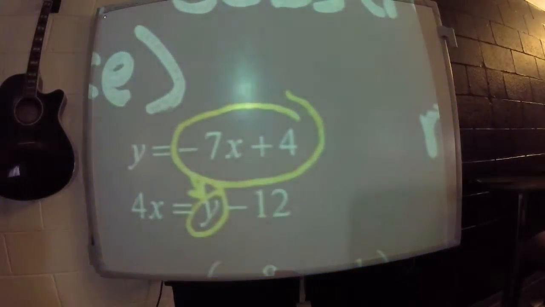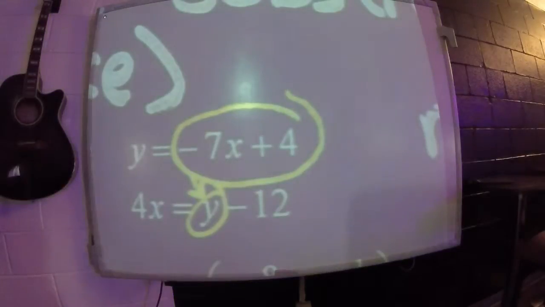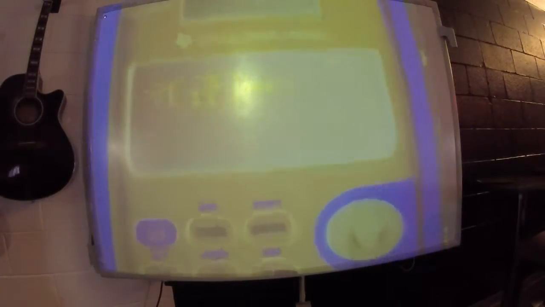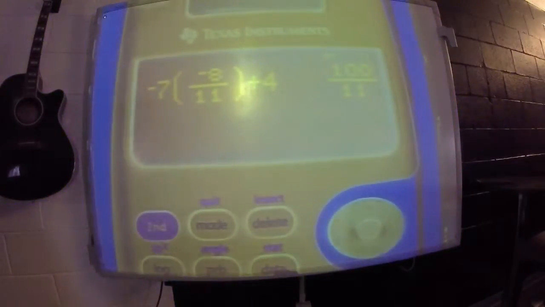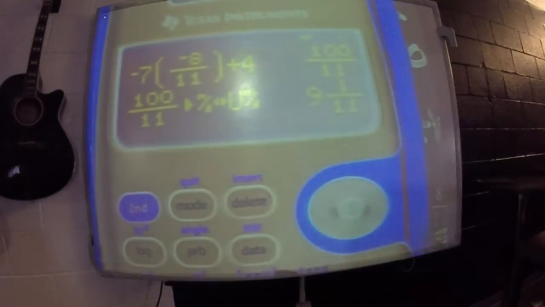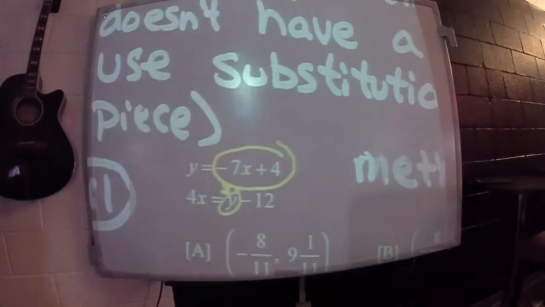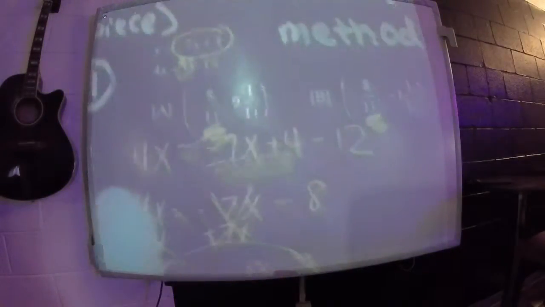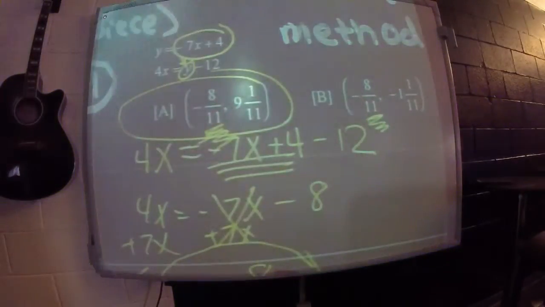I messed up. Someone else has to do it. Okay, I got it in here. I've got 100 over 11, and you want to convert that. That makes 9 and 1/11. Positive 9 and 1/11. So it is A.